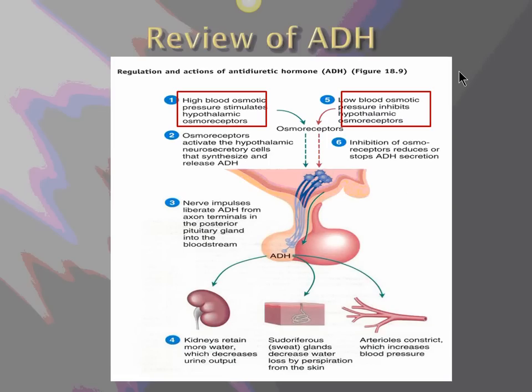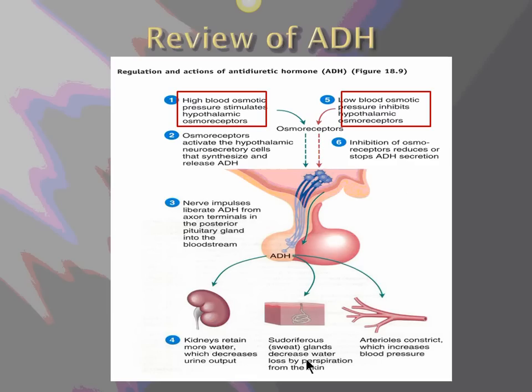And for ADH, you can see the review up here. So let's look at a case of what causes its release. There's high blood osmotic pressure. That means there is less fluid, more solute, so the osmolarity increases. In the hypothalamus, there are osmoreceptors. They sense that and cause the hypothalamic cells to begin production of ADH, which travels and gets stored in the posterior pituitary and then liberated from there, where it acts on the kidneys, causing reabsorption of water from the tubules.